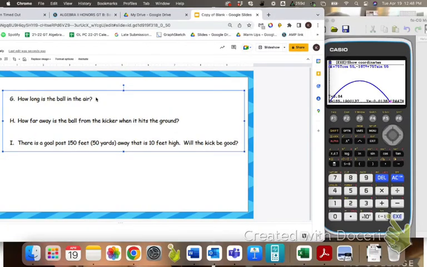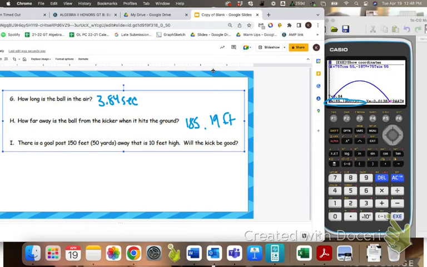Whoops, thought I was writing and I was not. There we go. All right, so how long is it in the air? That would be the 3.84 seconds. How far away is the ball from the kicker when it hits the ground? When it hits the ground, that's what we just found, 3.84 seconds. How far away it is, that is 185.19 feet.